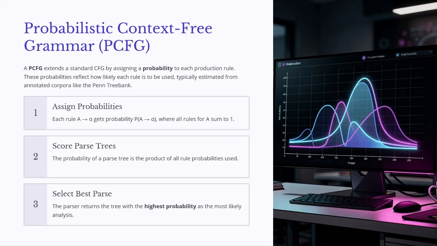The next grammar is probabilistic context-free grammar (PCFG). It extends a standard CFG by assigning a probability to each production rule. These probabilities reflect how likely each rule is used. Typically, if you estimate from the annotated Penn Treebank, these probabilities assign a probability value and give a score to each parse tree. Then you select the best parse tree, whichever has the highest probability.